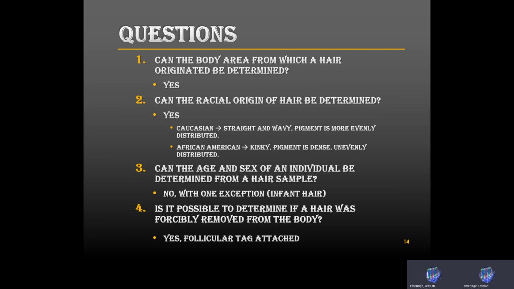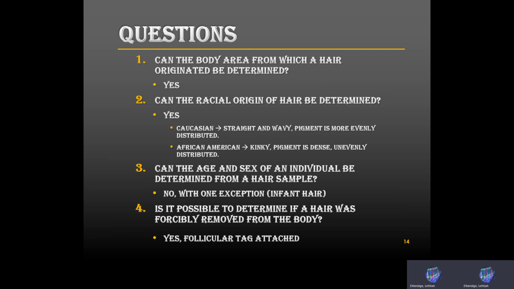Now, there are some questions that come up when we talk about hair evidence. So I'm just going to put some questions out there and I'll give you some of those answers. Can the body area from which a hair came be determined? Yes. Can you determine the race of the person that the hair came from? Yes. We'll talk about that a little bit more, but the three types you can really tell apart are black or African-American hair, white or Caucasian hair, and then Asian hair is the other one that you are able to distinguish.